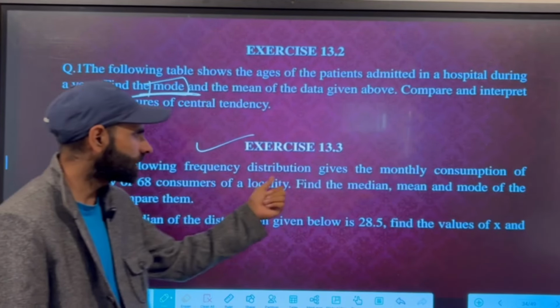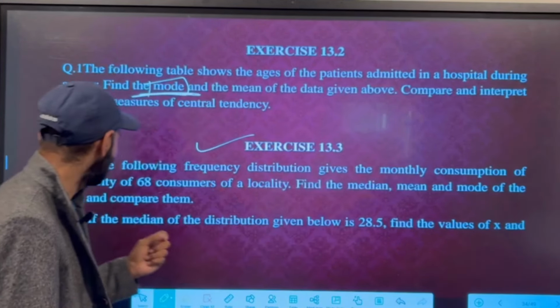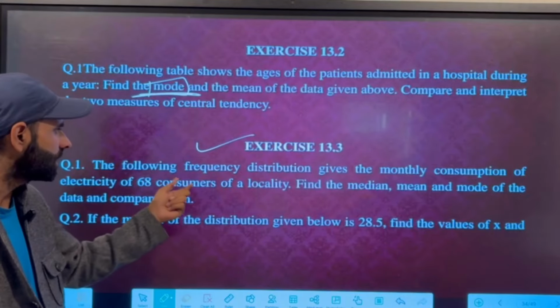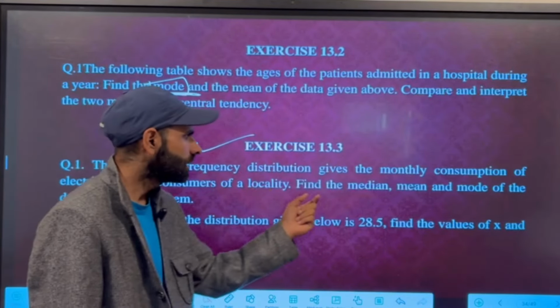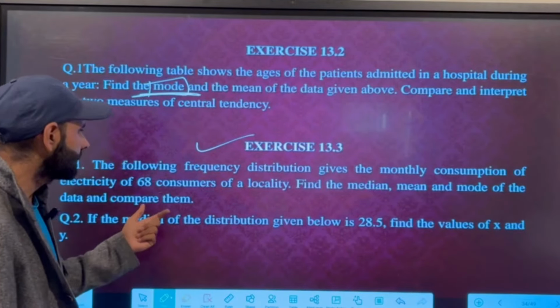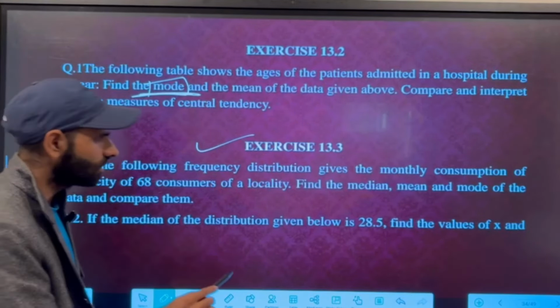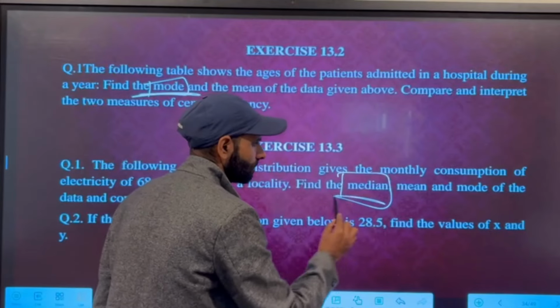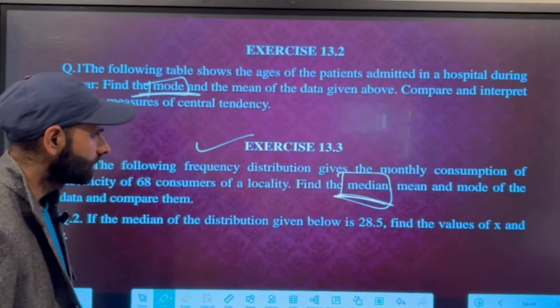The following frequency distribution gives the monthly consumption of electricity of 68 consumers of a locality. Find the median, mean, mode of the data and compare them. Okay? You will be asked to only find the median. From this question, you will be only asked to find the median.